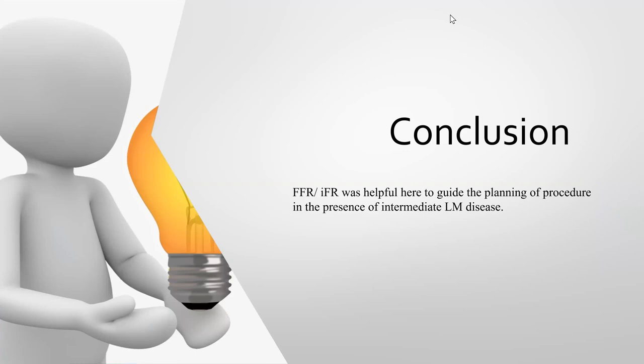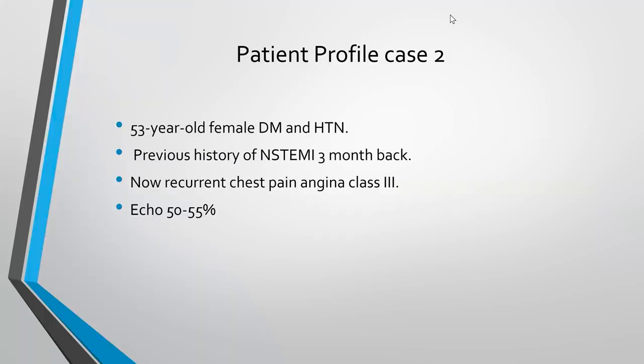So concluding this case, FFR and IFR were helpful here to guide the planning of the procedure in the presence of intermediate left main stenosis. My second patient is a 53-year-old female, non-diabetic and hypertensive, previous history of NSTEMI 3 months back, now recurrent chest pain and angina class 3, echo showed preserved ejection fraction.